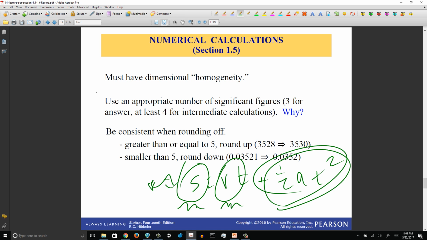I used a significant number of significant figures, 3 for the answer and 4 for intermediate calculations. The reason to use 4 for the intermediate calculations is so that you don't have round-off error. And most of you are using calculators anyway, and they'll keep that precision for you. But the important thing is when you report the answer, write it down, tell someone what the answer is, you can only use the right number of significant figures because that tells you how accurate that measurement or that calculation is.